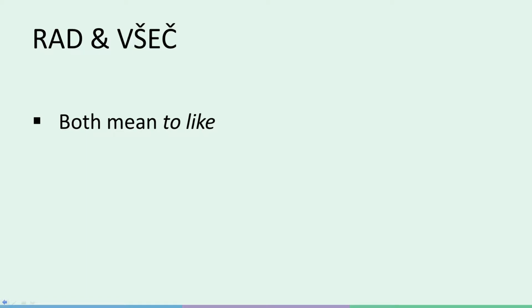Both RAD and VŠEČ have to do with expressing preferences. They're both essentially very similar to the English verb to like. But in English, to like covers quite a wide range of meanings. In Slovene, RAD covers a certain set of those meanings and VŠEČ another. So while both RAD and VŠEČ are very similar, if not the same as far as translating into English is concerned, there is an important difference in meaning between the two, which we'll have a look at shortly.